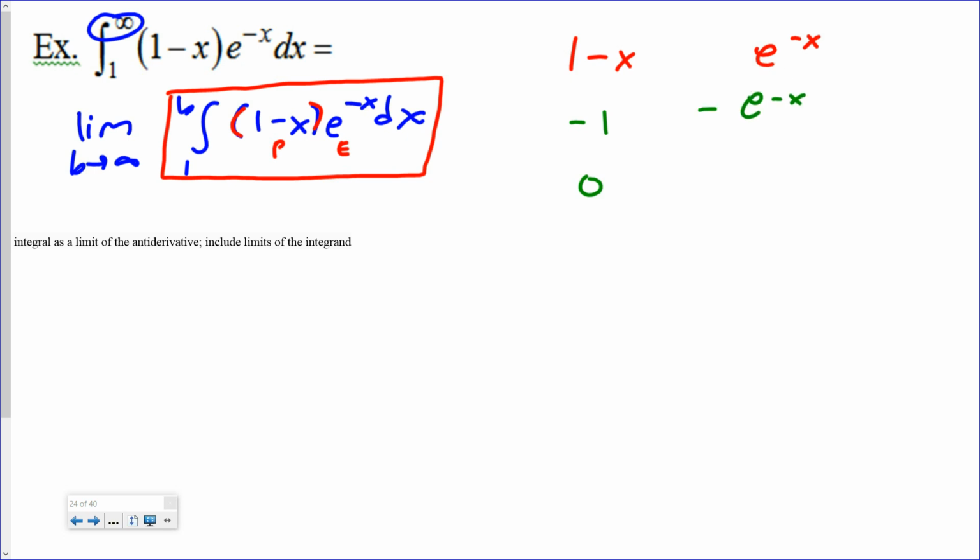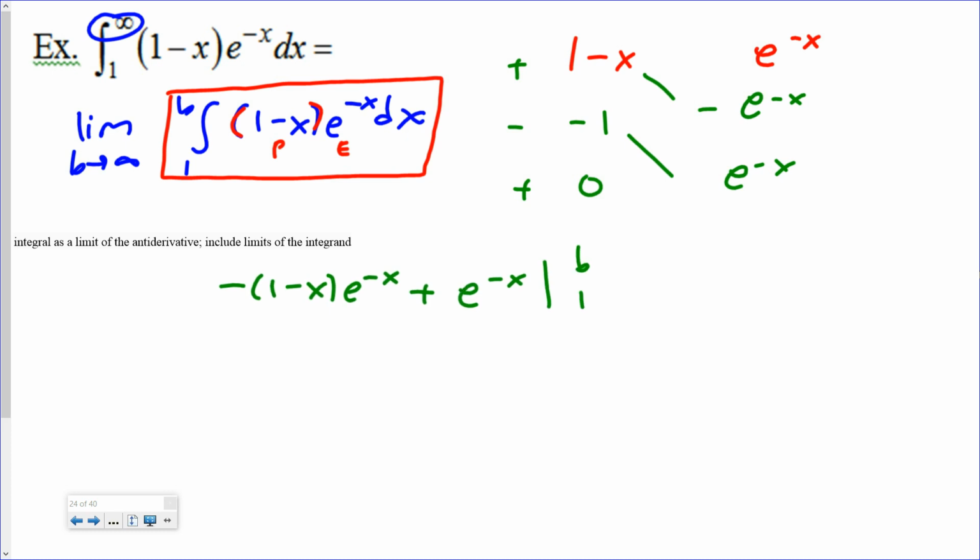E to the negative x divided by negative 1, right? And the x's cancel out. That's great. And then if I take the integral again, I get e to the negative x divided by negative, so that's going to be 1. All right? This will be plus, minus, plus. So my answer is going to be negative 1 minus x, e to the negative x, plus e to the negative x from 1 to b. This will be the limit as b goes to infinity.